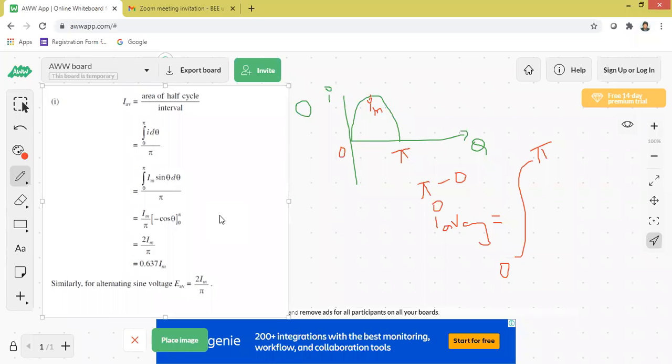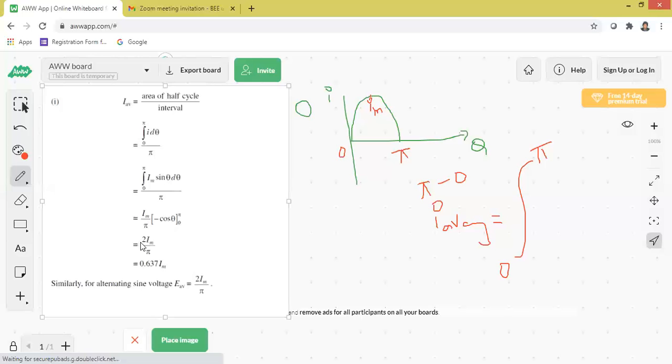So what's going to happen? Cos 180 is how much? Minus 1. Okay, if you substitute cos 180 minus 1 minus cos 0 is how much? 1. So minus 1, how much you will get? Minus 2. And already we are having minus, therefore you will get here 2.